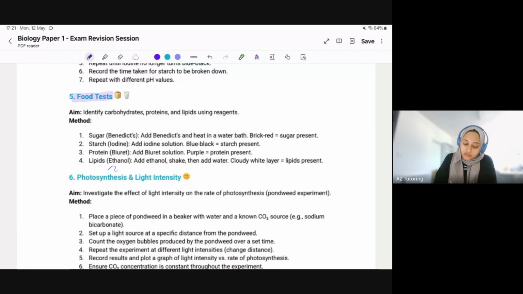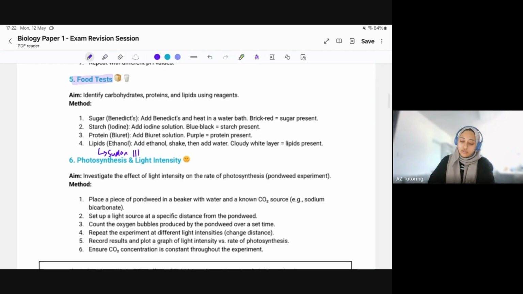Now here I've brought ethanol, but there is another one you could do. Some of you might have learnt Sudan 3. So you can say either or. You can say Sudan-3 for lipids, or you can say ethanol. That doesn't matter. So make sure you know all your food tests.